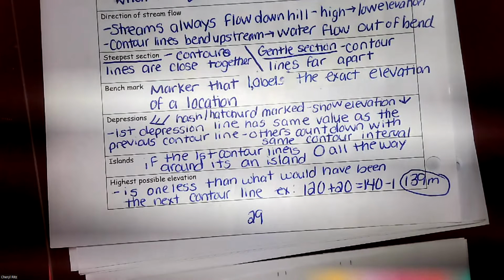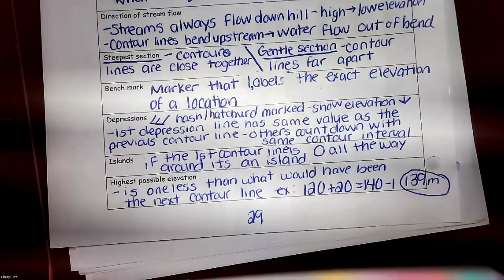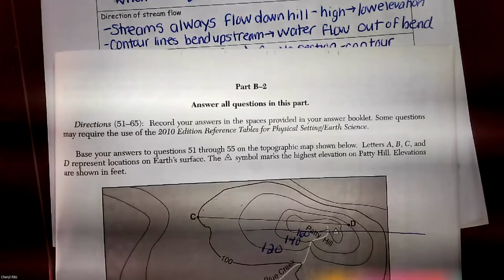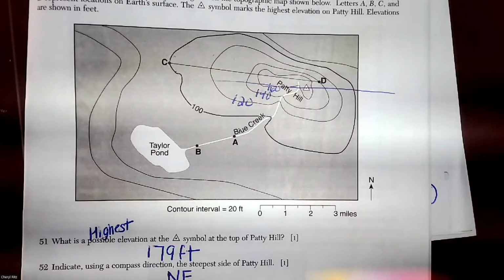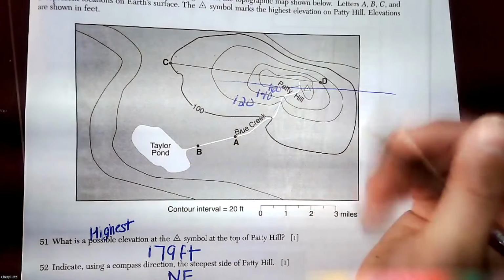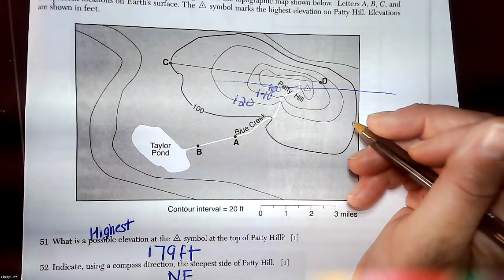Direction of stream flow. First of all, it goes downhill. The second bullet though is what we're more concerned with. Because this question specifically said how the shape of the contour lines. So in this case, you know that water always flows downhill. They want you to relate that to the shape of the lines. Guys, everybody take a look at the shape of the lines here. Here's Blue Creek. What happens to the lines when they touch Blue Creek?